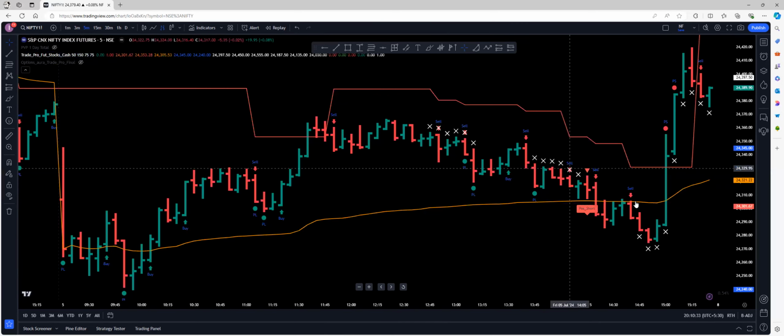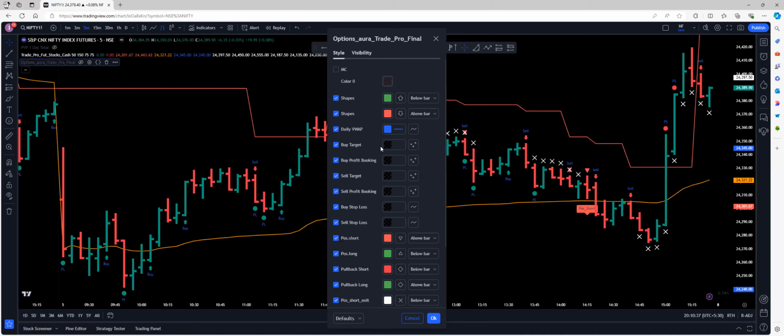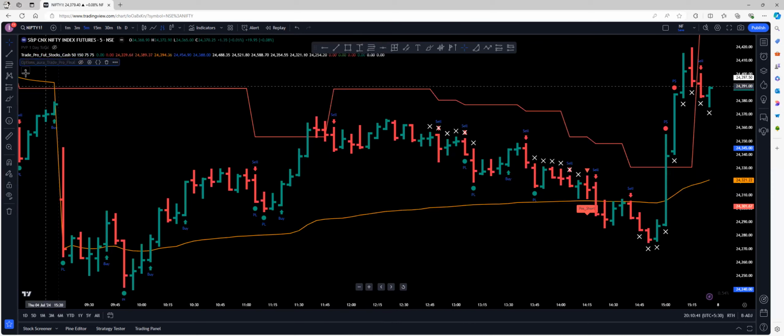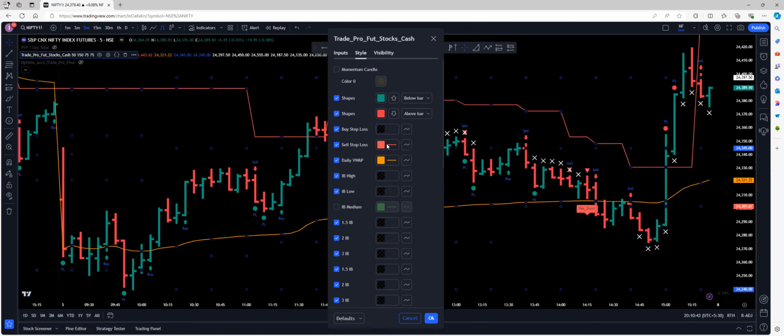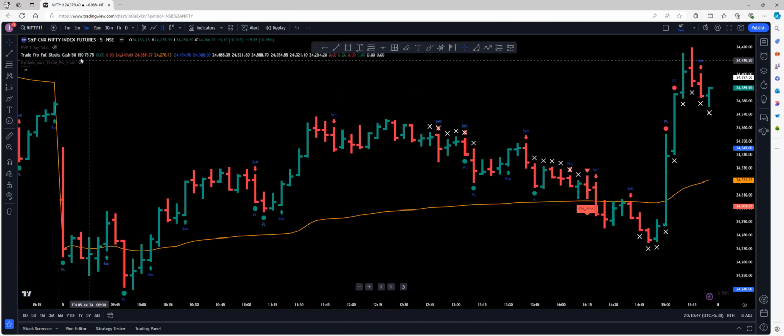Got it? So this is how the stop loss is trailed based on your sell levels. Similarly, you have a profit. Sorry, this is options, so just ignore this. Okay, so this is done.